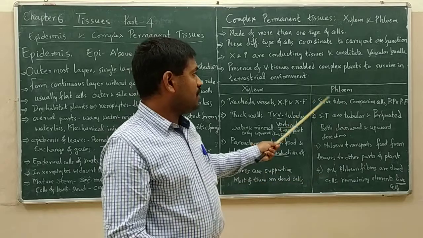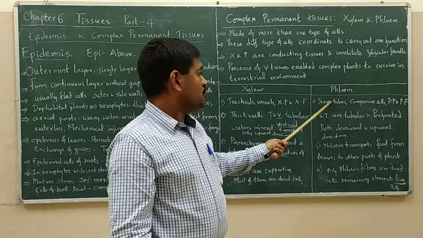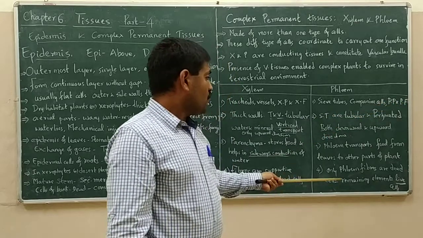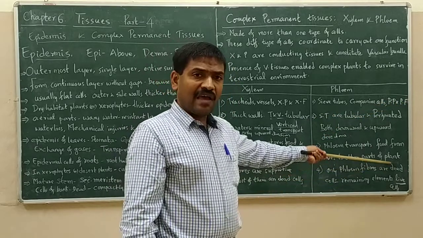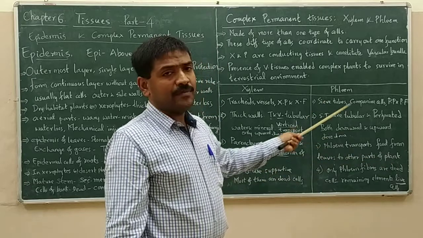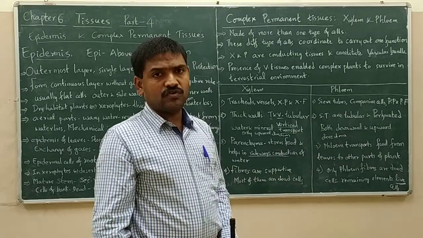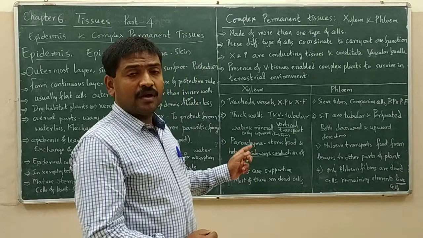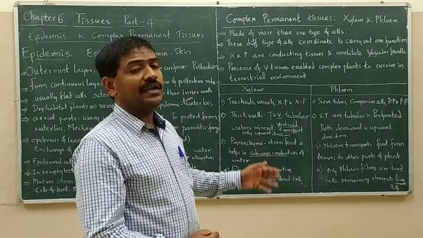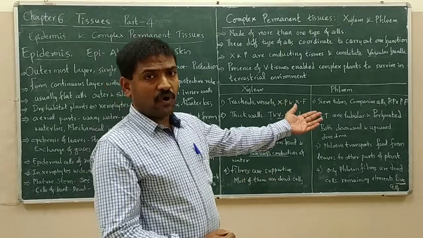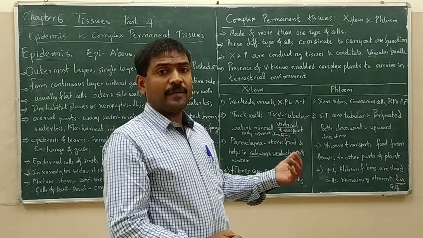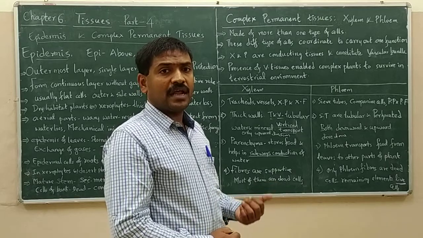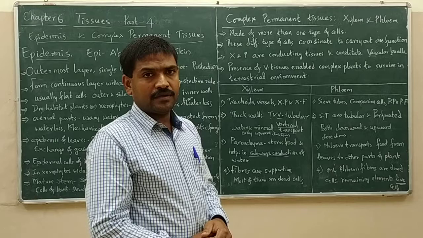Now, among all these elements, sieve tubes, companion cells, phloem parenchyma and phloem fibers, only phloem fibers have dead cells; the remaining elements have live cells only. Unlike in xylem, where most cells of all elements are dead, in phloem only the cells of phloem fibers are dead. Right? Thank you.